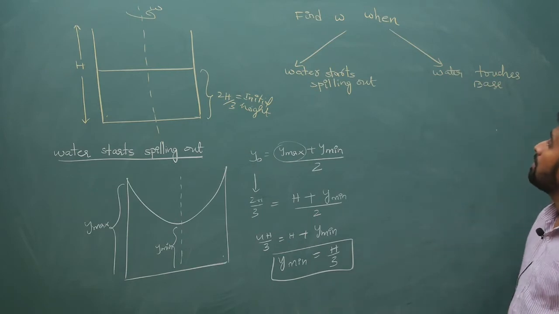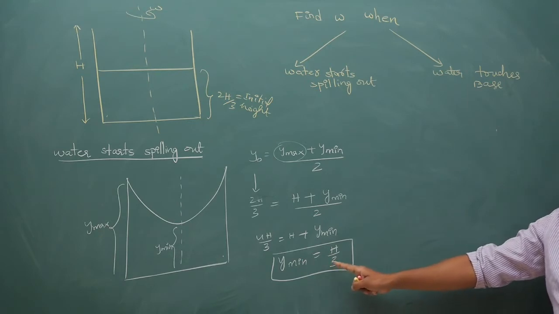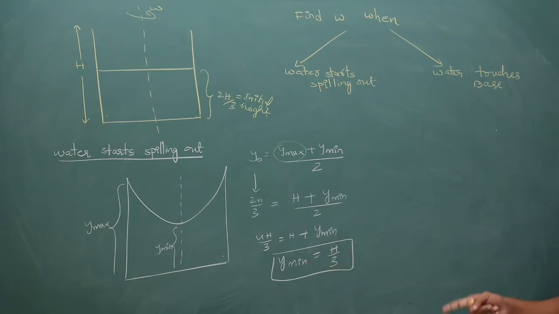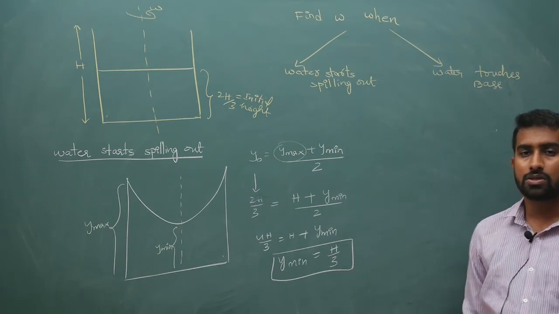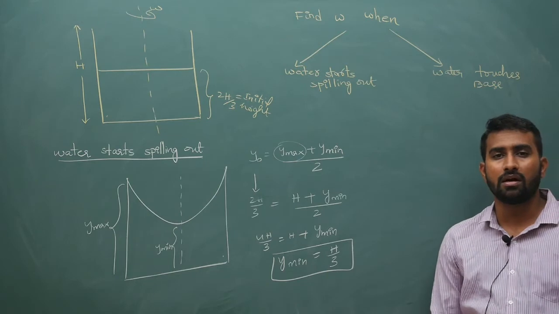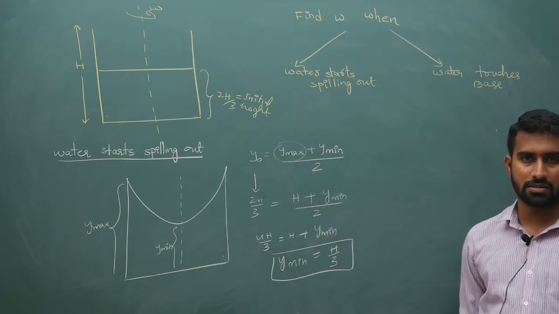Now by the time water touches the base, at h by 3 height itself liquid is spilling out. So by the time it touches the base, some of the liquid will actually go out of the container. Till this point liquid will not leave the container. So till this point, the volume of liquid is area of base into initial height 2h by 3.